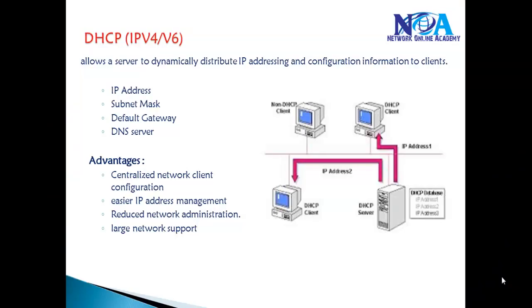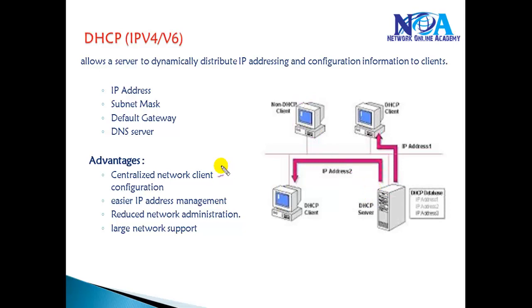Now in this video we'll talk about DHCP for IP version 4 and IP version 6. DHCP stands for Dynamic Host Configuration Protocol, which will allow you to assign IP addresses to the clients automatically. Using DHCP we can make sure that all the clients can take the IP address automatically from the DHCP server. Now why do we need to do this?